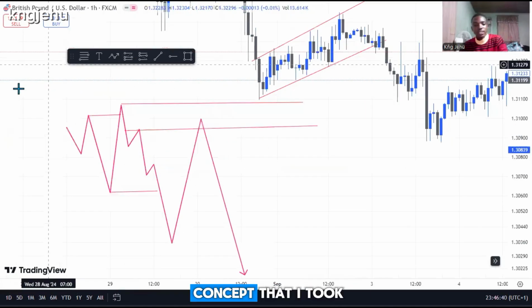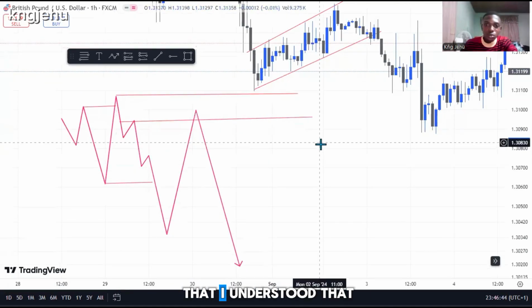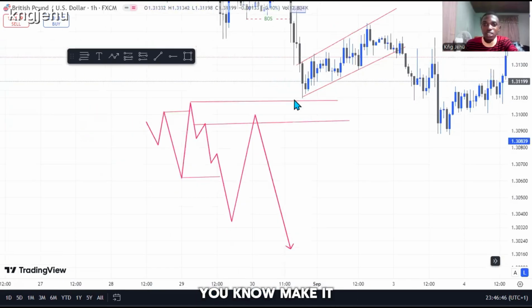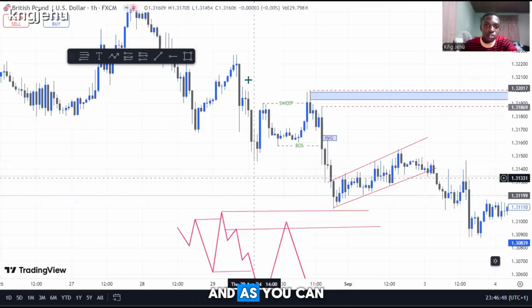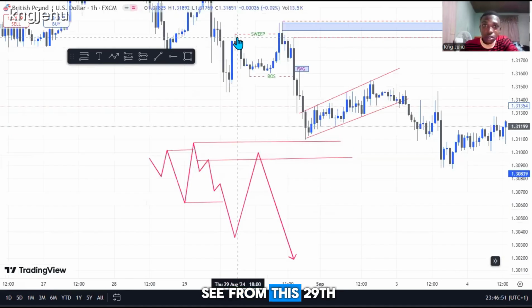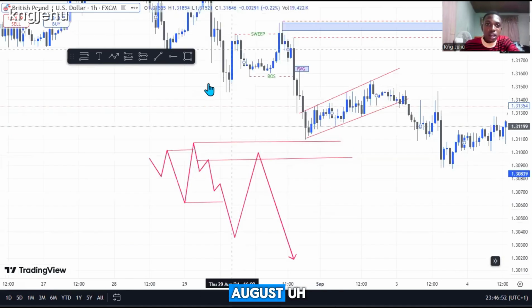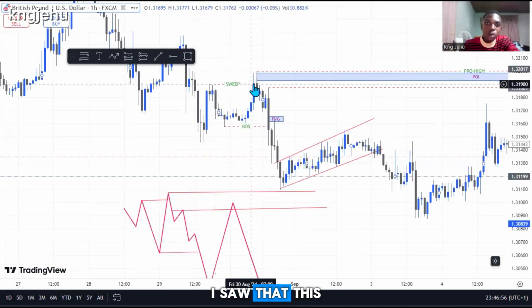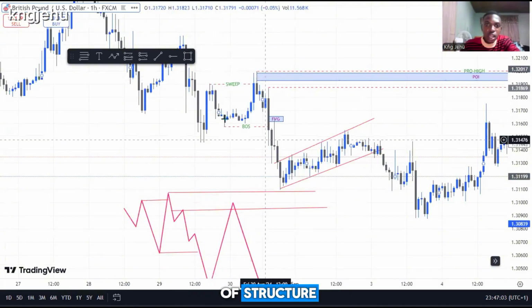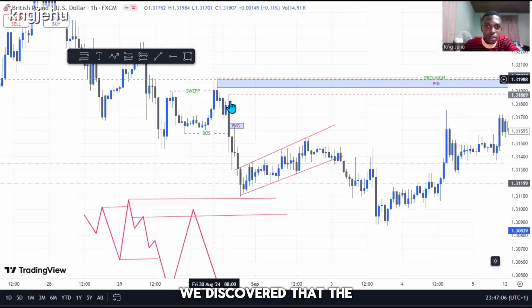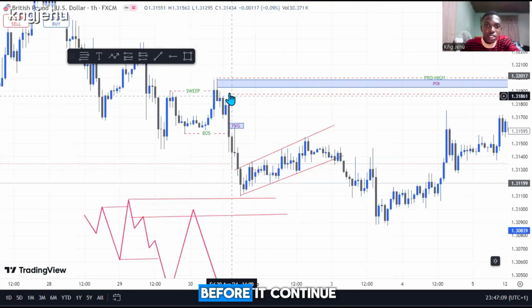This was the concept that I took and understood, and I wanted to make it play out on the chart here. As you can see, from this 29th of August, I saw that the sweep of this high brought a break of structure. After that, we discovered that the market ranged a little before it continued.